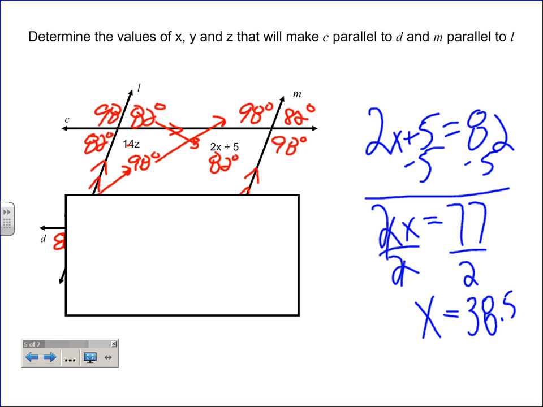Is that okay that x is so much bigger than z? Yeah, because you have to find the x value that's going to make that angle be what it needs to be. It doesn't matter its relationship to z at this point. And does 38.5 make that angle end up being 82 like it's supposed to? Well, if you put it back in there, it does, doesn't it? Okay? And so that's really all you should be concerned with at that point.